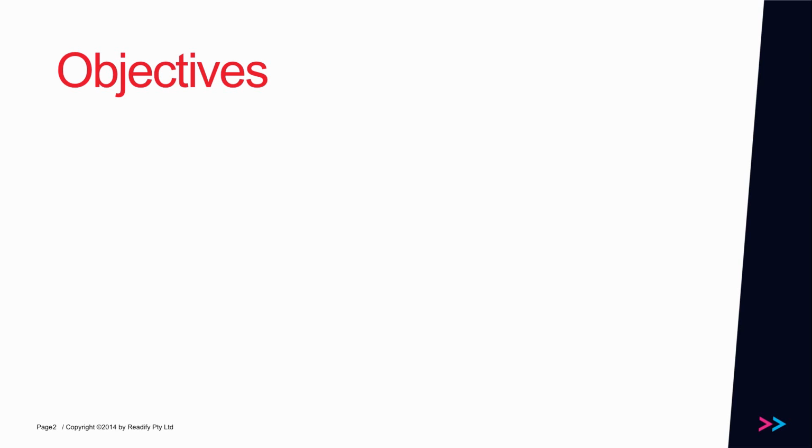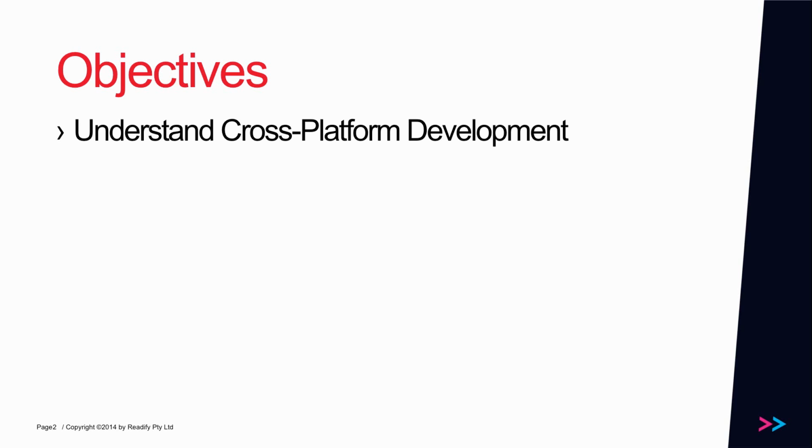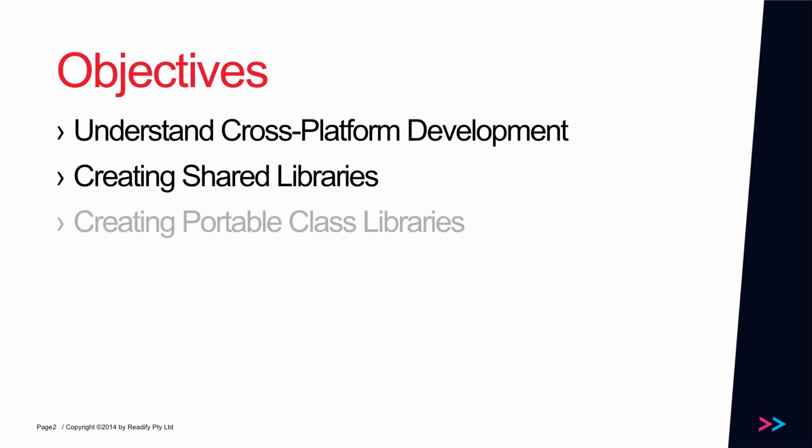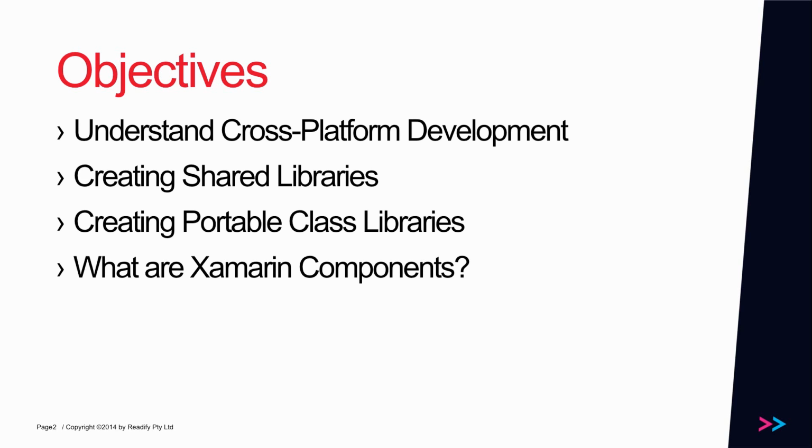So the objective of this tutorial is to get you to understand cross-platform development. And we're going to do this by looking at how we can create shared libraries, and how we can create portable class libraries, and we'll talk about how the shared libraries differ from the portable class libraries. And then we'll also talk about what Xamarin Components are and where you can find these reusable components.